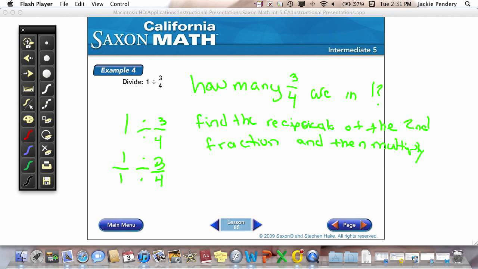Okay, so we've turned our whole number 1 into a fraction. We divide. Now to solve it, I'm going to take the fraction 1 over 1 times the reciprocal, which equals 4/3. And now I multiply it. 1 times 4 equals 4. 1 times 3 equals 3. So my answer is 4/3, which reduces to a mixed number of 1 and 1/3.